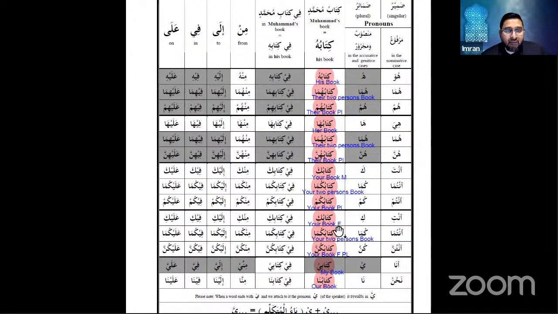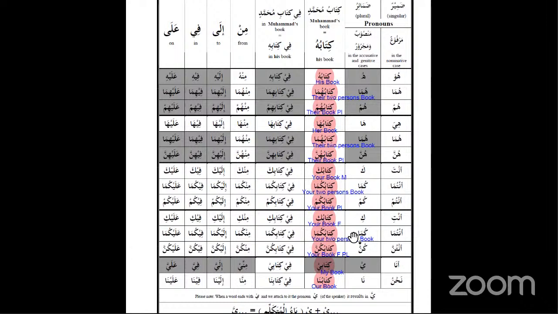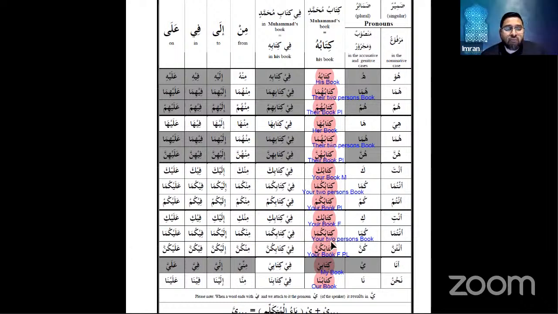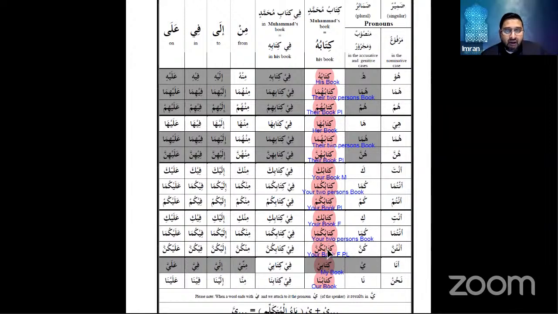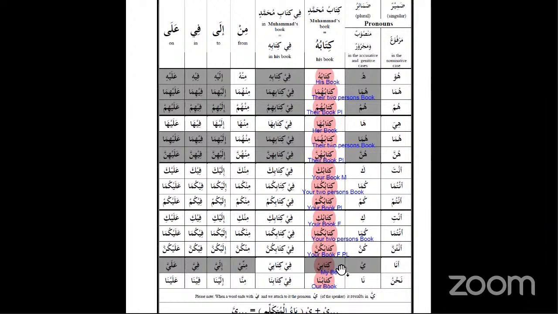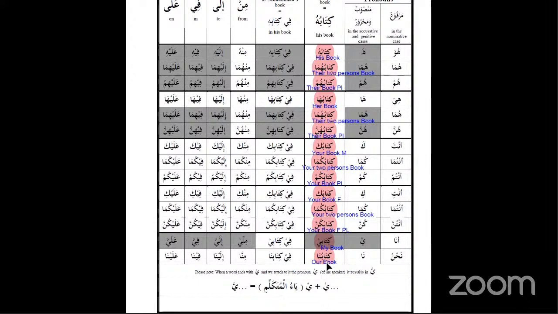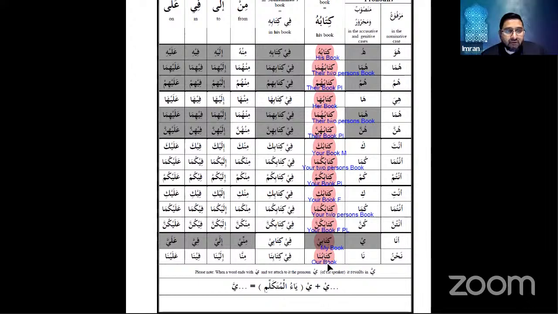Then kitabuki means your book, one female. Kitabukuma means your two persons' book, female. And then kitabukunna means your book, all female. My book is kitabi, and our book is kitabuna. Excellent. Sister Ilya, can you come on the mic, please?